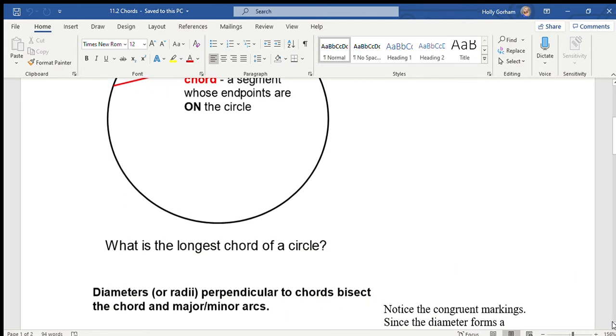What would be the longest chord of a circle? Well, the longest chord of a circle would actually be the diameter, because the diameter is a segment whose endpoints are on the circle and it goes through the center of the circle. So the diameter is actually the longest chord of the circle.